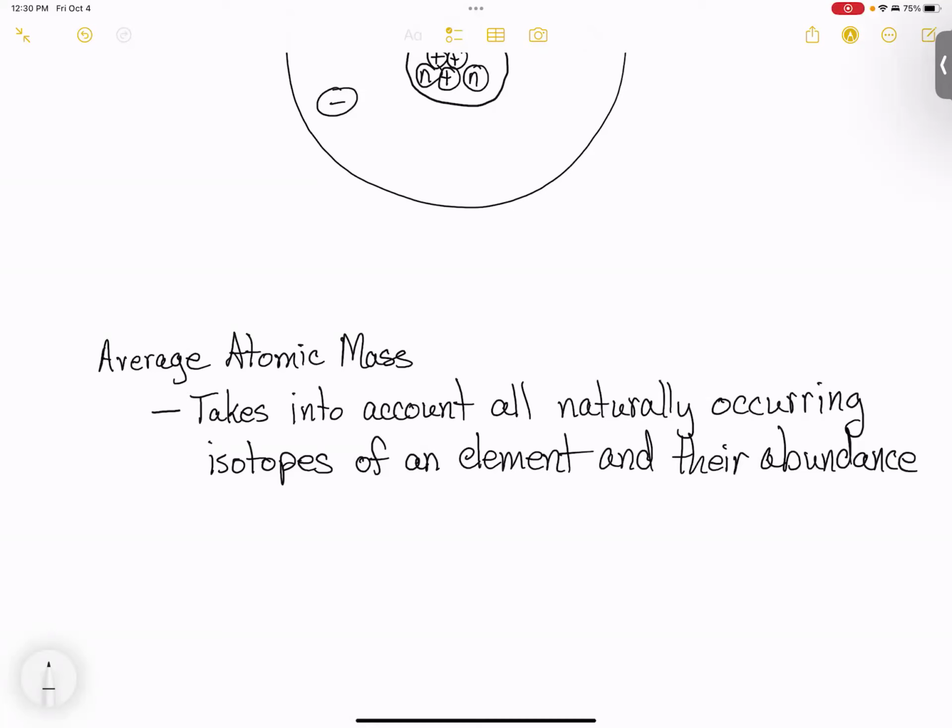Yes? Is that why it's just a little bit higher than all the masses in the chart? Okay, I'm glad you asked. The question is why it was a little bit higher than the masses I gave you in the chart. The answer is yes, that is the reason, because I only gave you one isotope of the element. And again, for example, chlorine has two isotopes: chlorine 35 and chlorine 37. It's the two of them combined that determine that average atomic mass of 35.45.